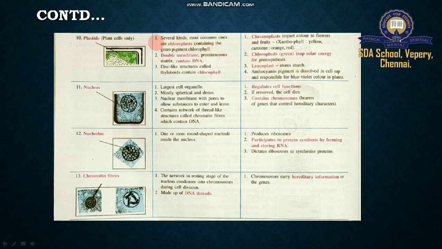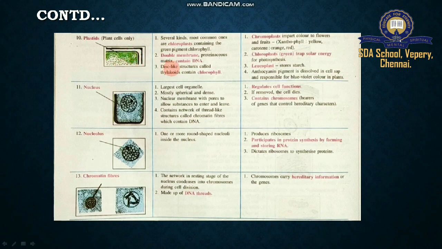Now we'll come to our topic, characters. There are several kinds of plastids; the most common ones are chloroplasts, containing the green pigment chlorophyll. So chloroplast is made of chlorophyll pigments, and these pigments produce the green color. It has a double membrane and a proteinaceous matrix containing DNA. So it is double walled.